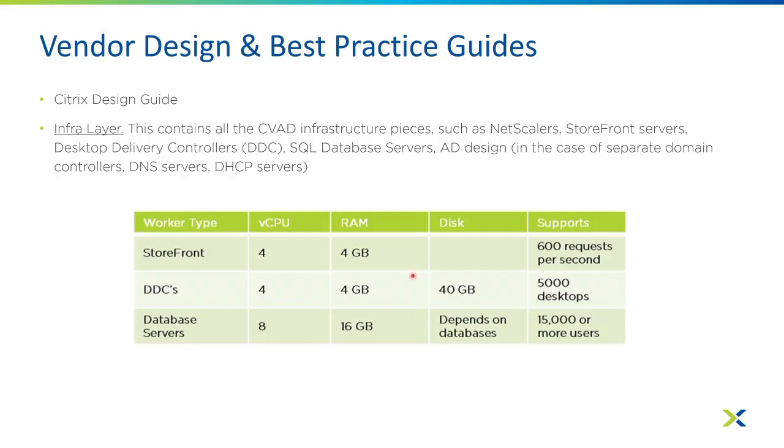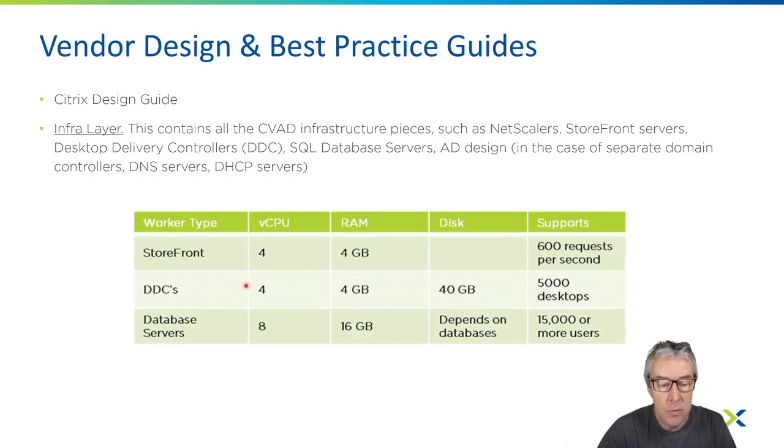The three main components you're confronted with in the Citrix world would be your StoreFront servers, your DDCs, and then the database servers. Again, these are numbers taken from those design guides as a best practice for configuring those virtual machines. So StoreFront, what does it say? It takes 4 vCPU, best practice configure it with 4 gig memory, and that is going to achieve sort of 600 logon requests, or requests to your StoreFront server per second.